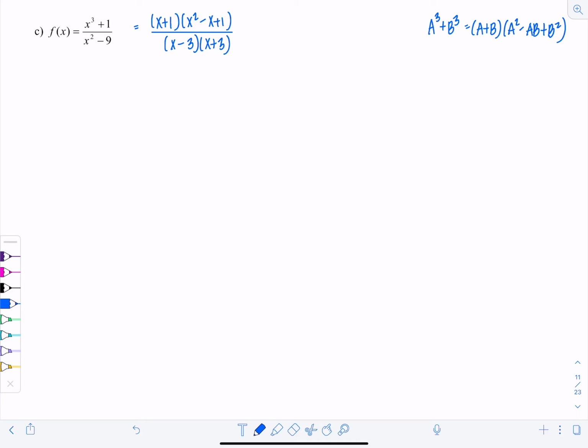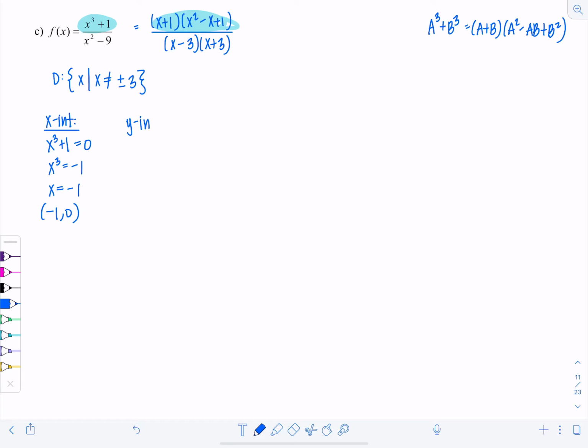Good. So let's go ahead and list the domain. The domain is going to be all x's except for, that's right, plus or minus 3. Good. What about x-intercepts? x-intercepts come from setting the numerator equal to 0. You could set this one equal to 0, but the second factor, x squared minus x plus 1, doesn't have any real zeros. So x cubed plus 1 equals 0 means x cubed is negative 1, which means x would be negative 1. So the x-intercept is at negative 1, 0.